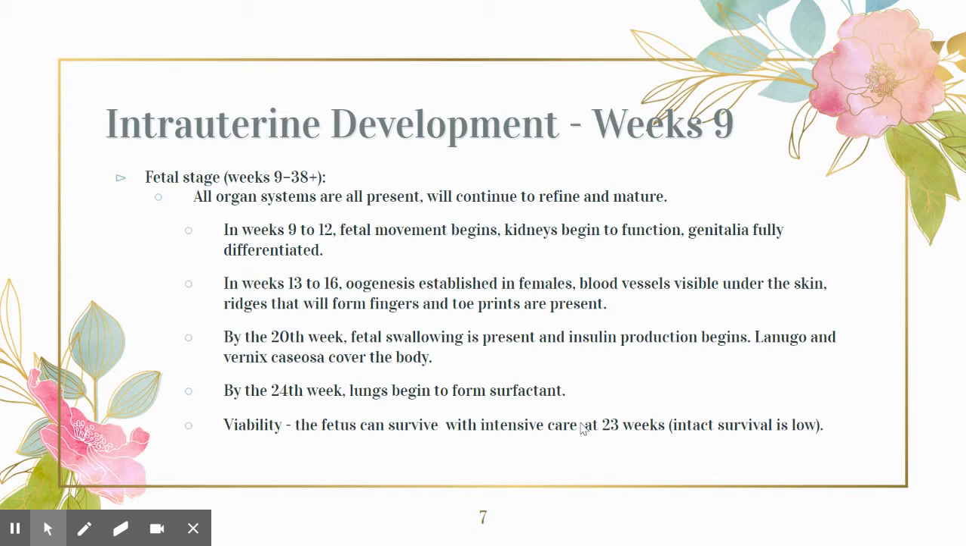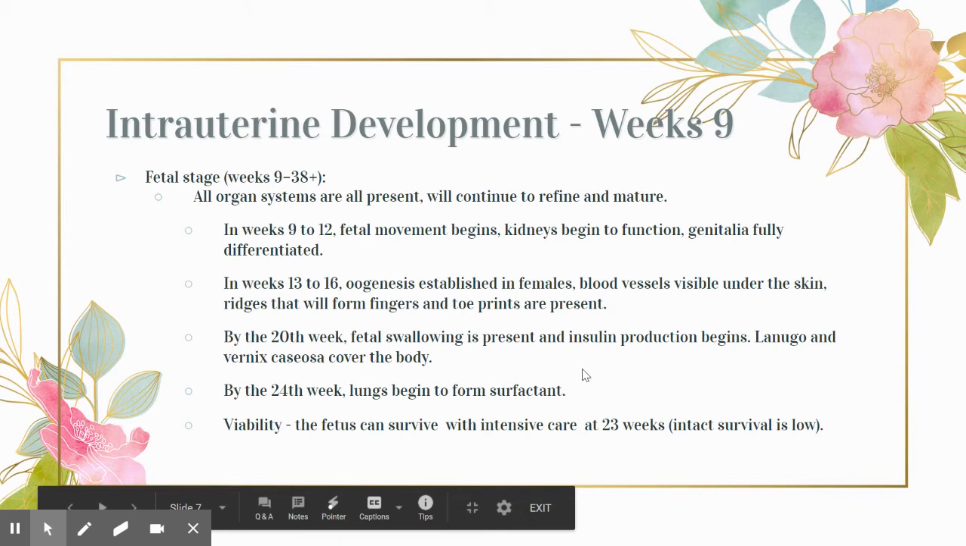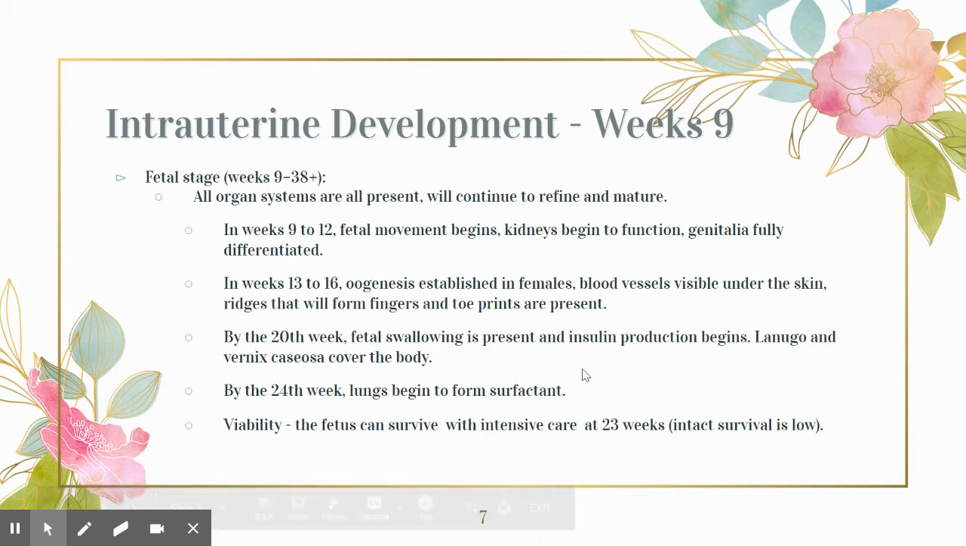And we're going to talk about a term called viability. The fetus can survive with intensive care, maybe, at 23 weeks. Survival rates are not high. It's about 50-50. Intact survival, or survival without lasting deficit, is very low at 23 weeks. It gets better every single week. That's a concept that we'll talk about more when we talk about preterm labor and the high-risk neonate. But just remember, viability starts at about 23 weeks. There are some sources that suggest that at 22 weeks we may have viability, but the statistics are absolutely dismal on this.